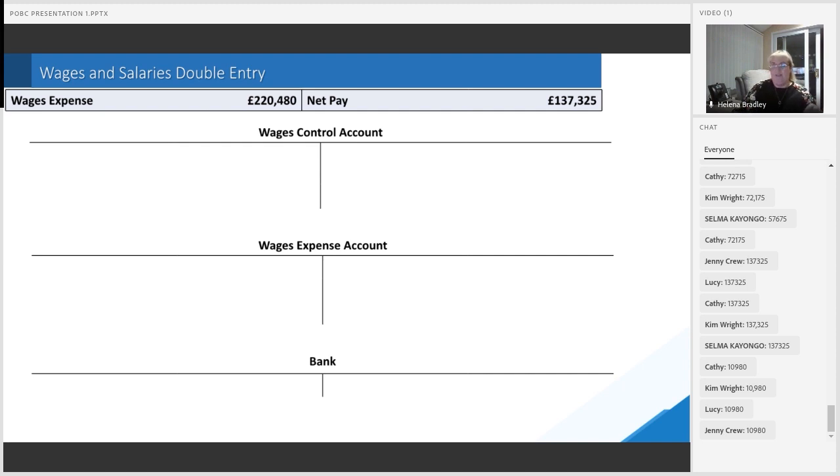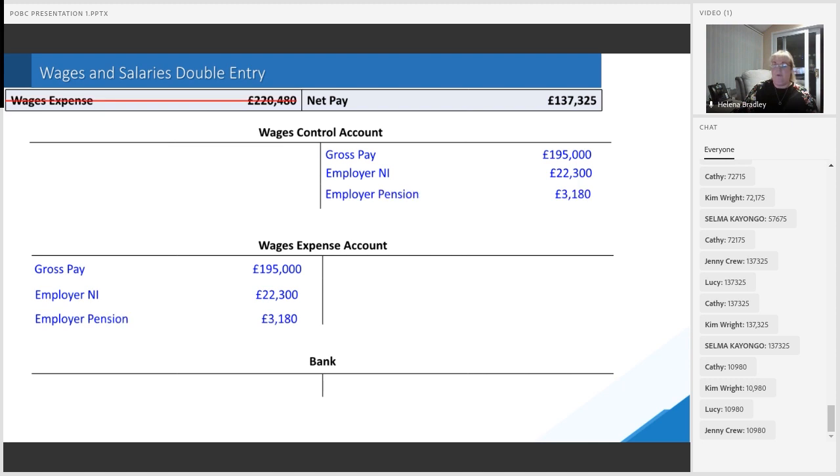The wages expense is made up of 3 items: the gross pay, the employer NI, and the employer pension. Sometimes you'll see that as one collective figure. Sometimes you'll be asked to post it individually. So if the question gives you the gross pay, the NI, and the pension separately and asks you to post those values, you must post it as such. If it just says post wages expense, you can either itemize it or give it as one figure.